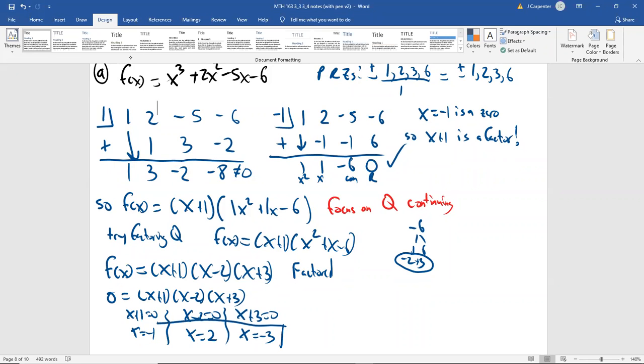There we go. That's terrible. I'm just going to write to the side. So x equals negative 1, 2, and negative 3 are our zeros.